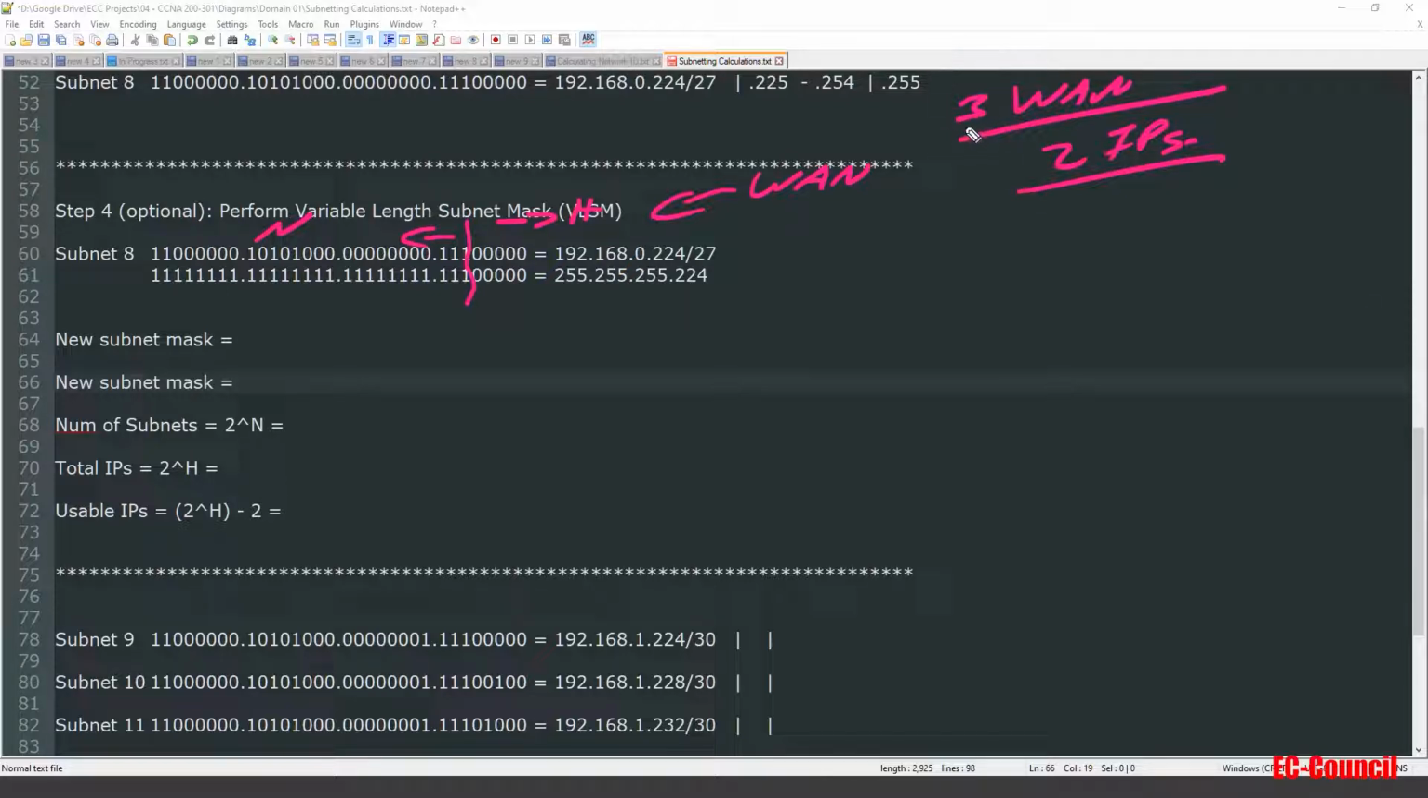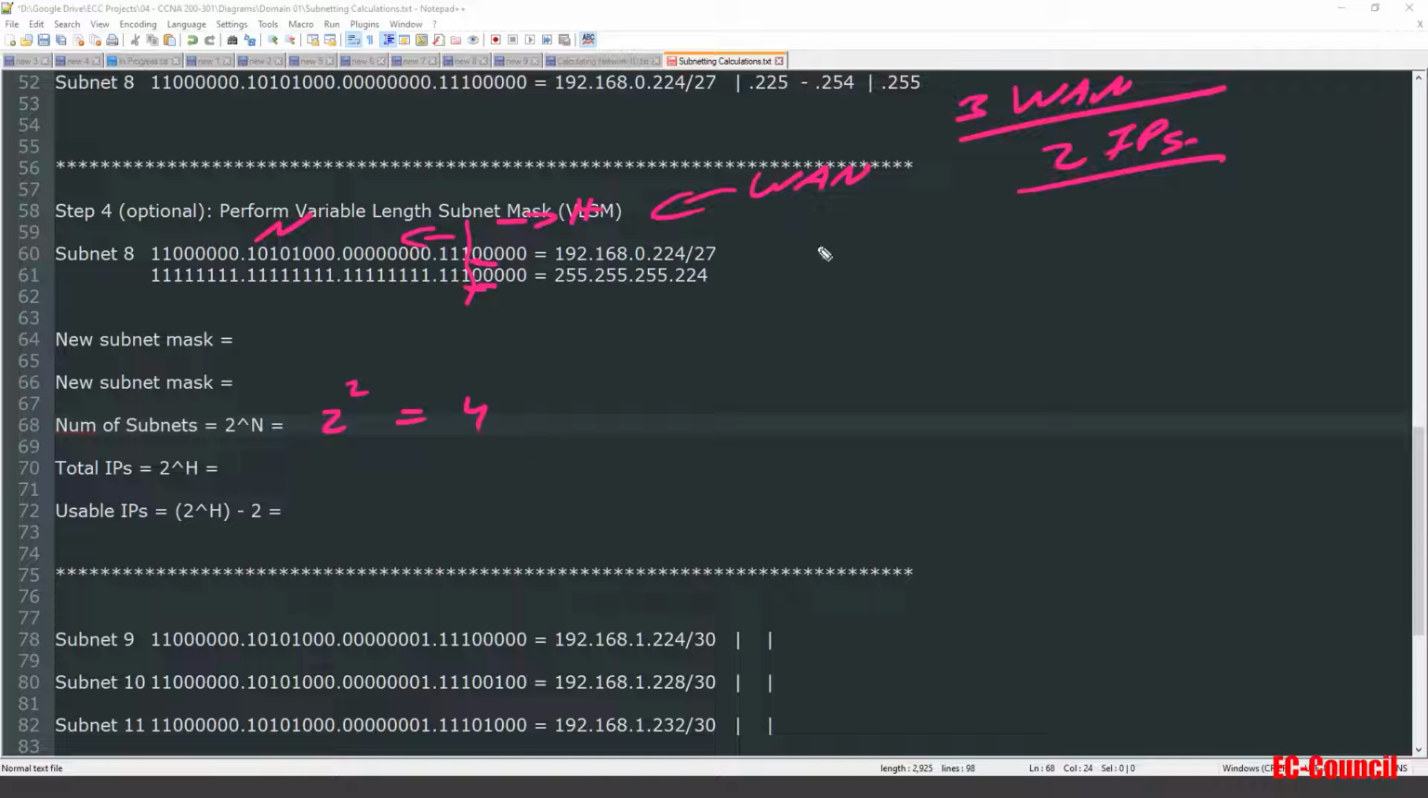So we need 3 WAN links or 3 networks, and we need 2 IP addresses in each of these 3. So what can we do? Well, we can actually do a couple of things. If we borrow 1 host bit, right? So let's say we borrow this 1 host bit here. Well, we'll have 2 to the power 1, which is equal to 2. But we require 3 WAN links. So let's borrow another one. So we borrow 2. Simply by borrowing 2, we end up with 2 to the power 2, which is 4.